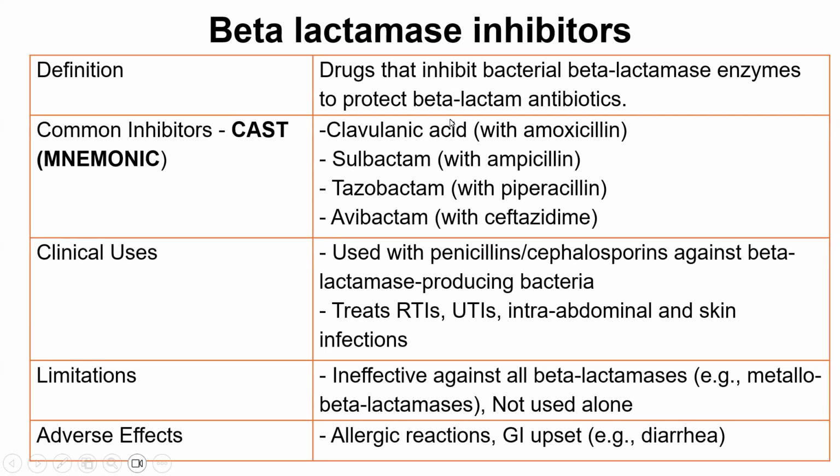And which drug is combined with which penicillin beta-lactam, you have to know. Clavulanic acid with amoxicillin, sulbactam with ampicillin, tazobactam with piperacillin, and avibactam with ceftazidime. Refer to this table for beta-lactamase inhibitor short notes. So that's all about the first part of university questions in antimicrobials.